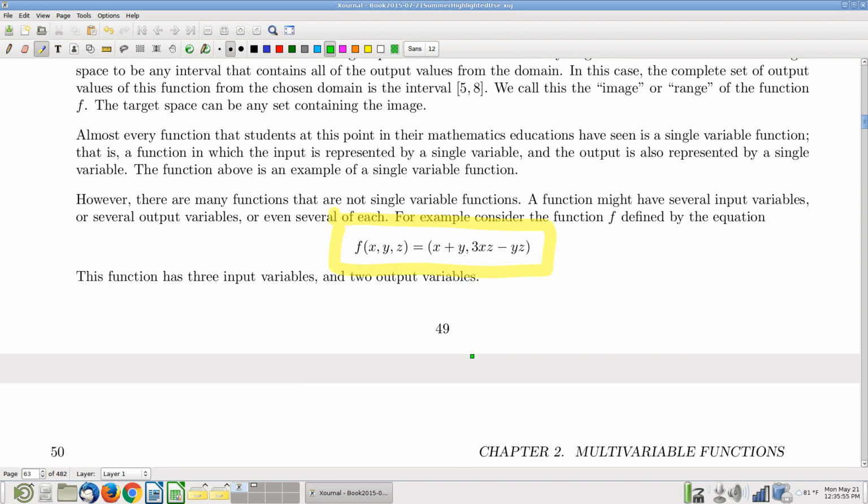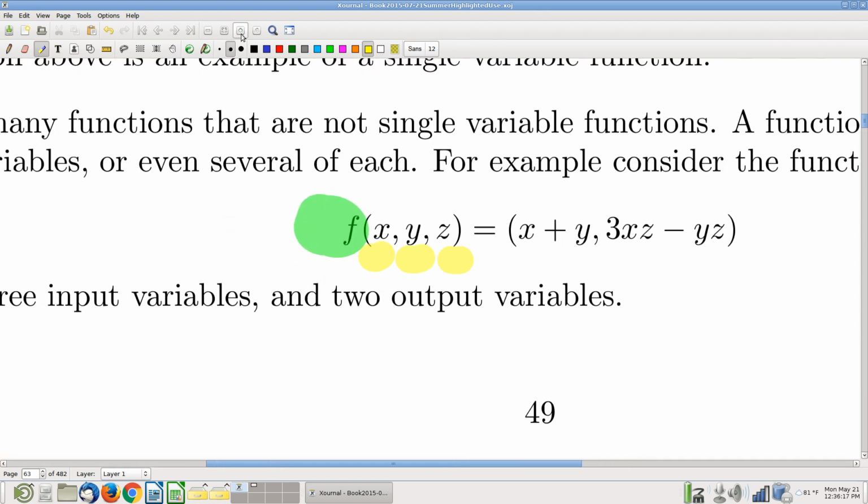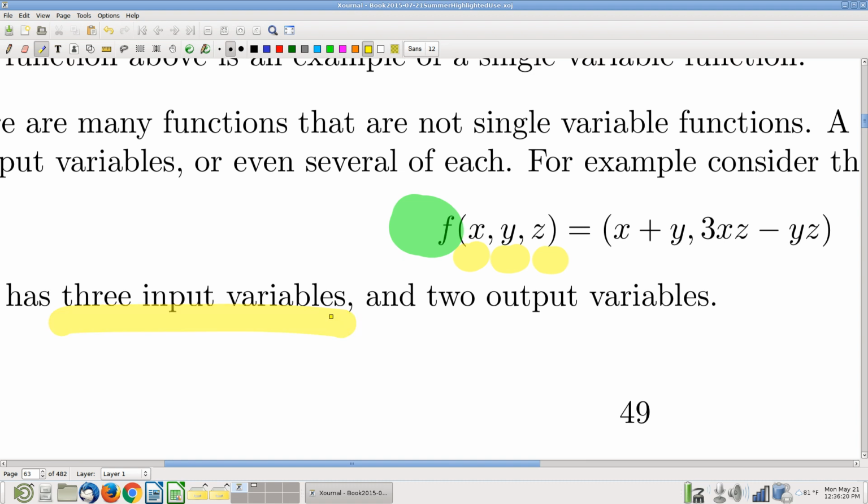But I want to skip straight to what we mean when we talk about a multivariable function. Here's what I'm talking about. Notice that here we have a function called f, and what we put into this function is an x, a y, and a z. There are 3 separate variables that go into this function. So 3 input variables. That's a multivariable function. Typically we think of a function as, okay, we got a function, a number goes in, and then a number comes out.